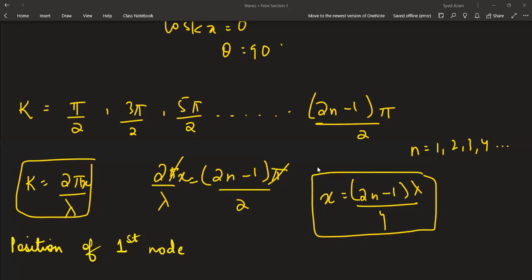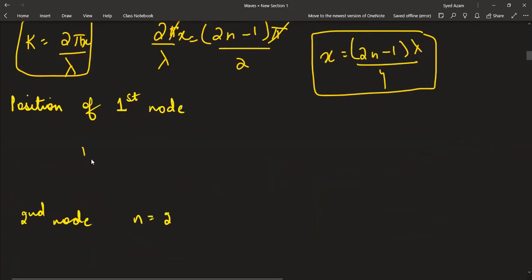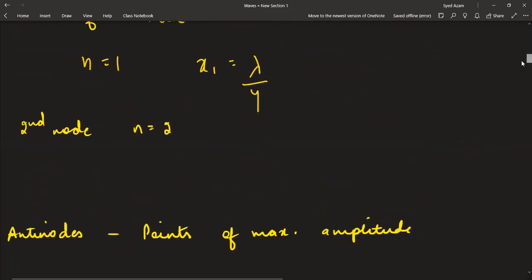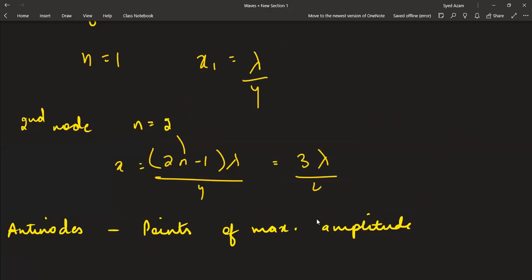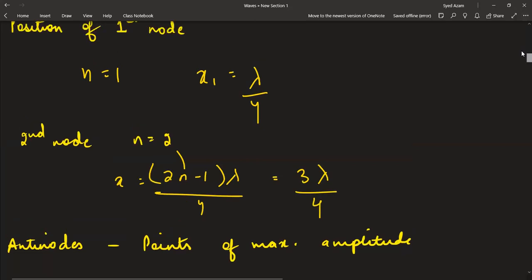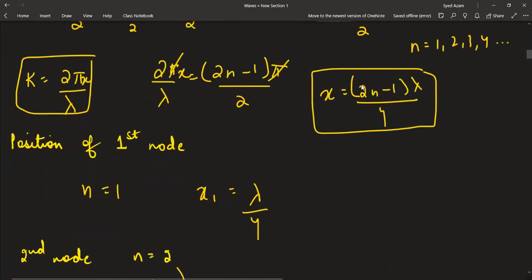Now with this, you can calculate the position of any node. If I want to find the position of the first node, I'll put n as 1. So x1 will be (2 minus 1) lambda by 4, which is lambda by 4. Similarly, if I want the position of the second node, I'll put n equal to 2. So x will be (2n minus 1) lambda by 4. 2 into 2 is 4, 4 minus 1 is 3. This will be 3 lambda by 4. Like this, the position of any node can be calculated.